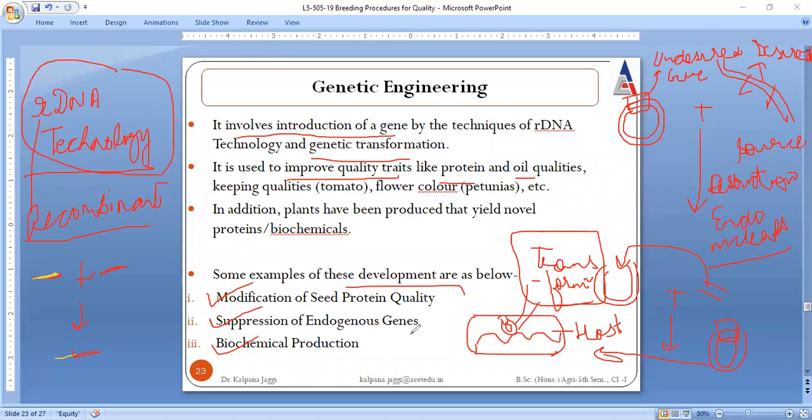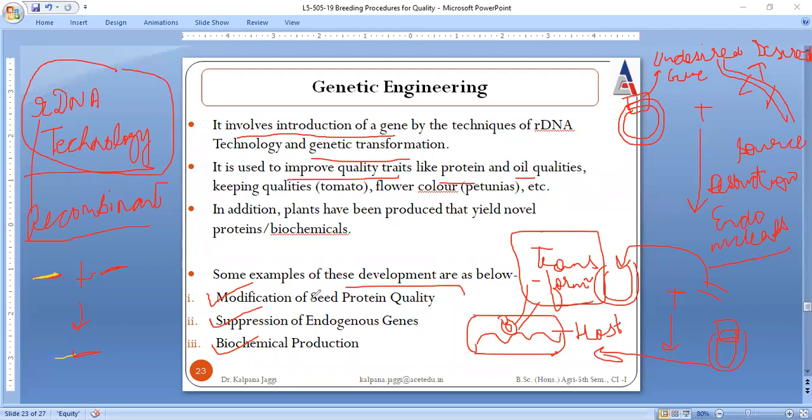That means in the very first parameter, modified means we need not transfer the desired gene into the host. But the gene that is already present in the host and is not giving a good protein quality trait, that in turn needs to be modified. Rather than introducing a new desired gene into the host, its own gene is to be modified.